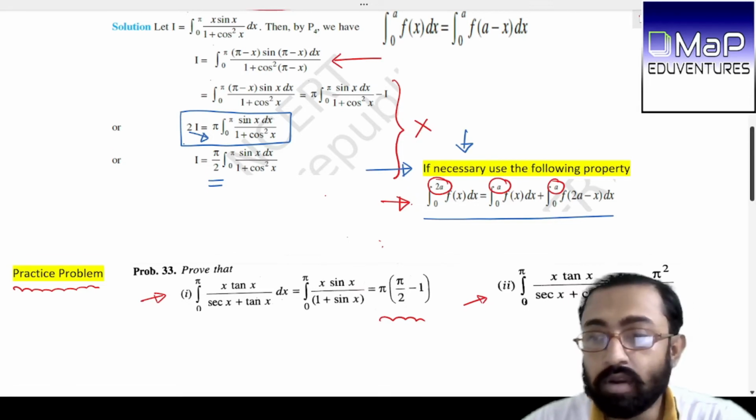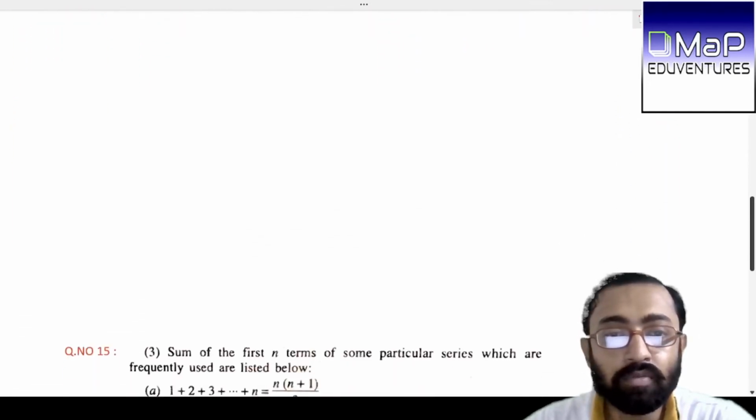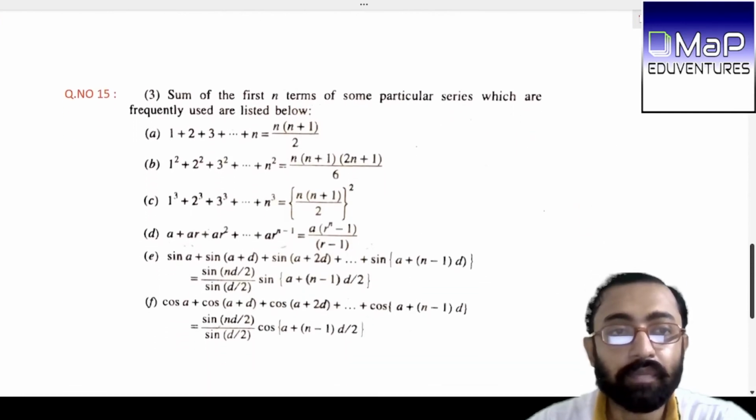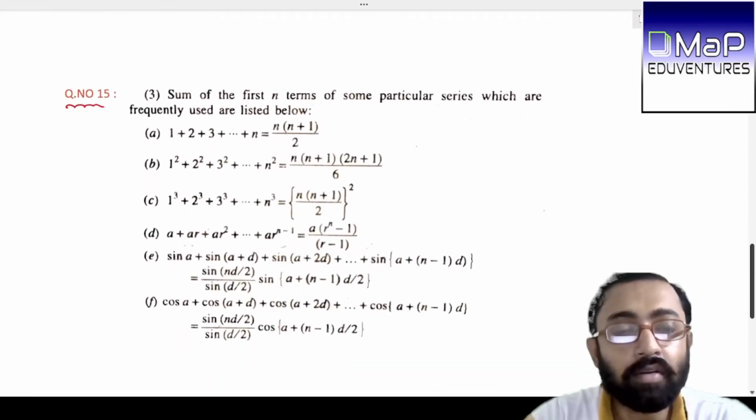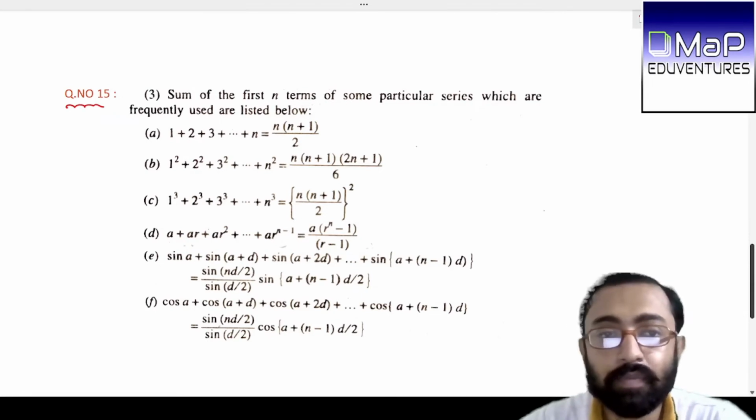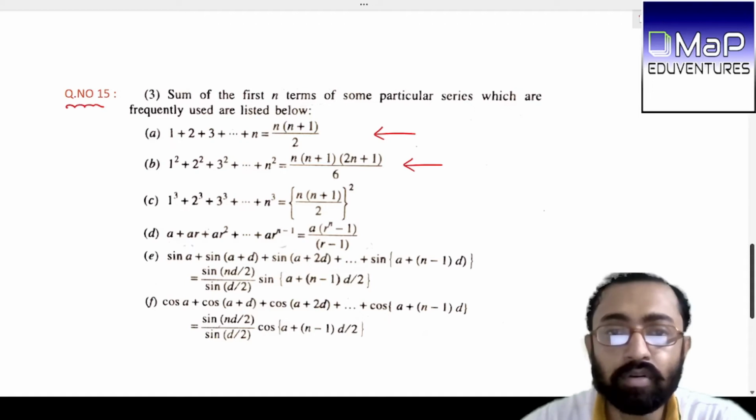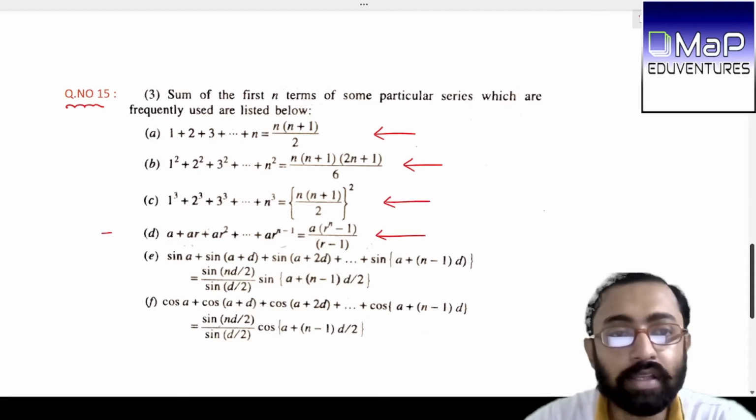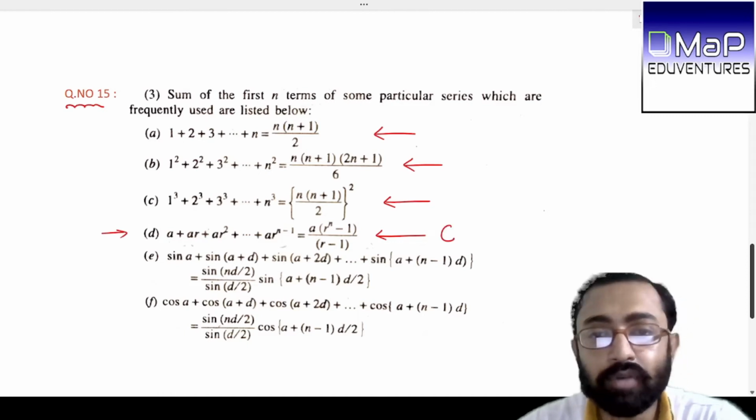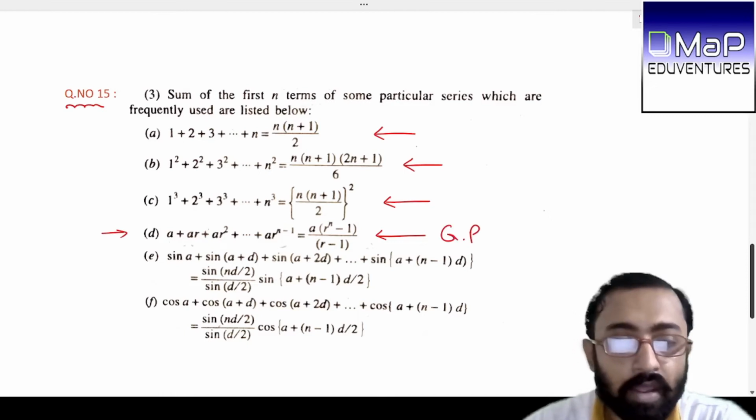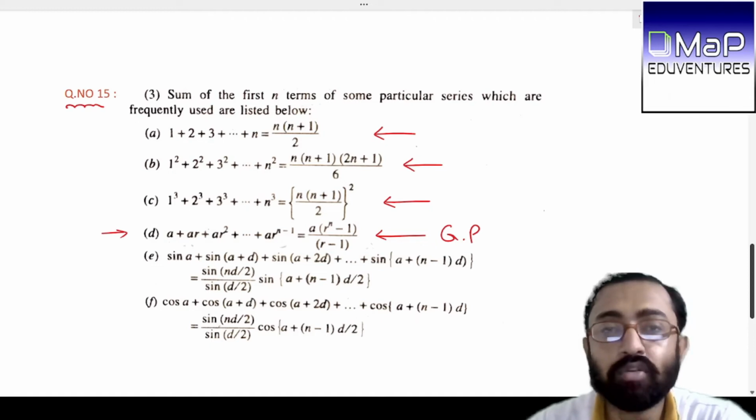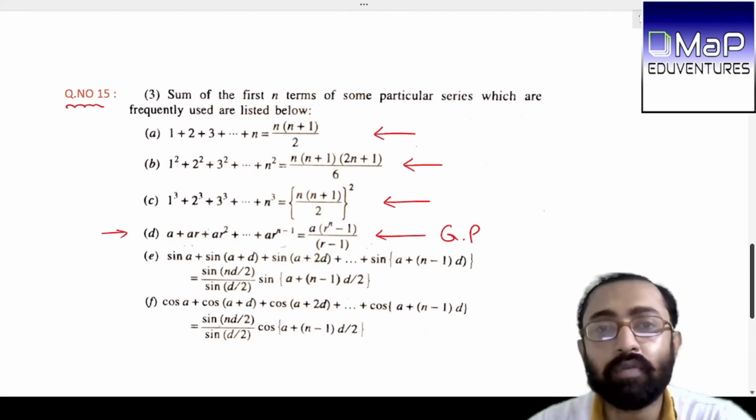All right. So now let me go to this series. For question number 15, we have to know all this series. From 1 to n, we have seen in the earlier video. Additionally, this is a GP actually: a, ar, ar square, up to ar to the power n minus 1, and its sum formula.